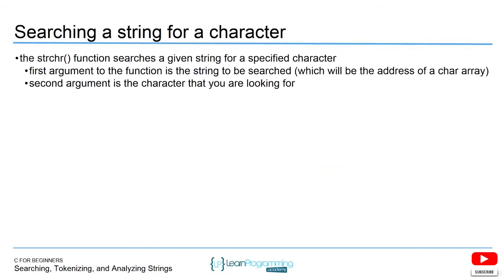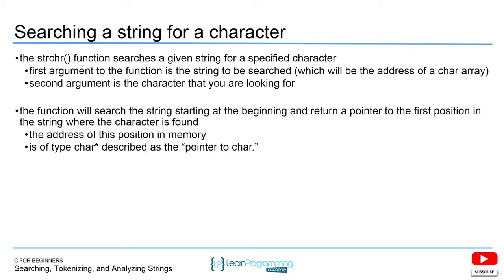To search for a character in a string, we mentioned you're going to use strchr or strstr. The strchr function searches a given string for a single character. The first argument to the function is the string to be searched, which will be the address of a character array. The second argument is the character that you are looking for. We'll provide an example in a second. So the function is going to search the string starting at the beginning and return a pointer to the first position in the string where the character is found.